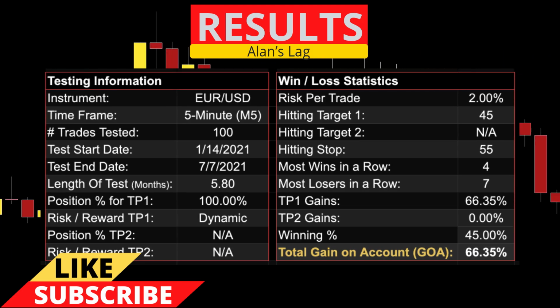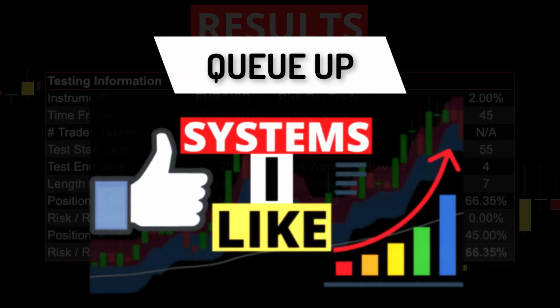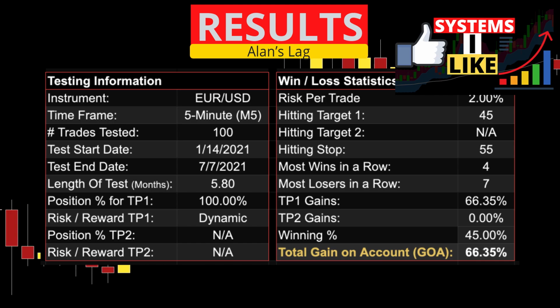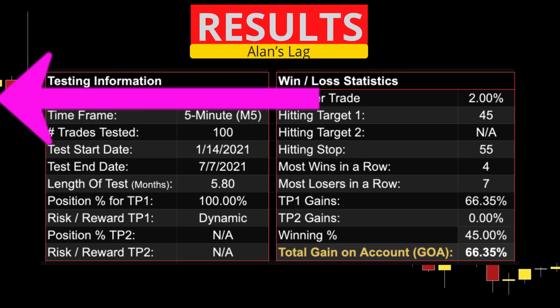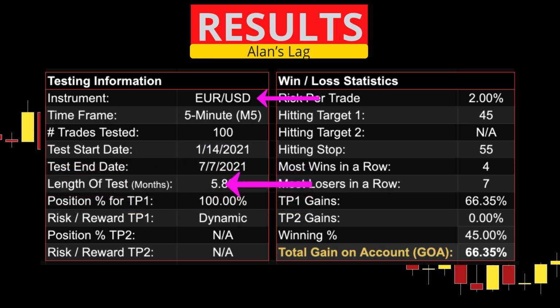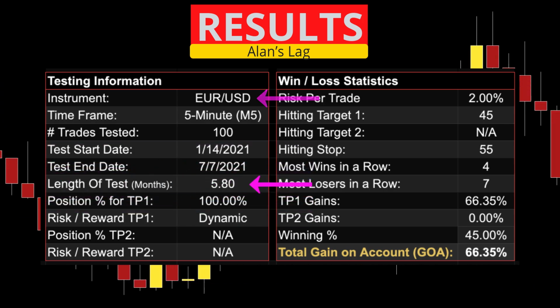Remember, this is just 100 tests on one instrument. If you are thinking of using this system, please do all the required testing and be sure to let our community know what you discover. This test was done on Euro versus the US dollar 5-minute candles. It took just short of half a year to find the 100 setups.